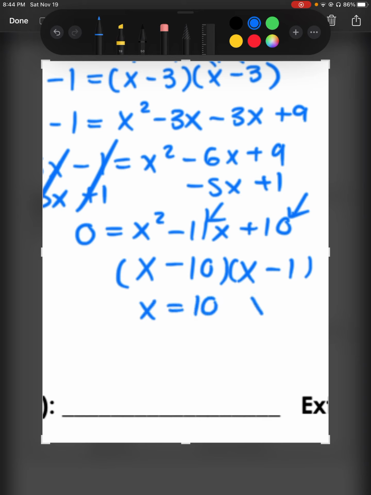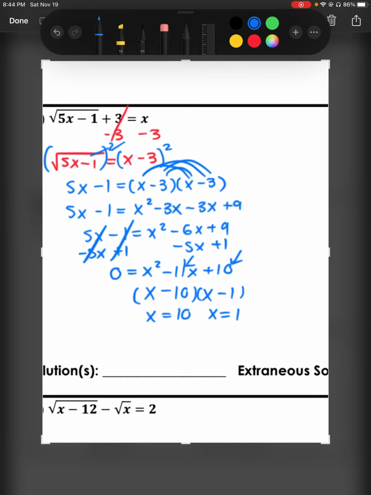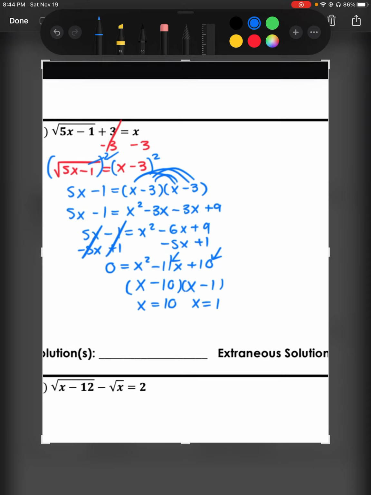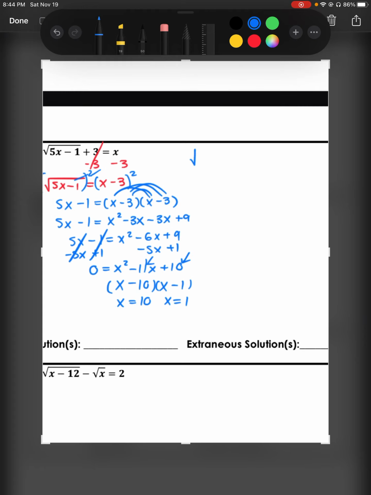And if I set those equal to 0 and solve for each one, I would get x equals 10 and x equals 1 as my possible solutions. In order to confirm that those are actually real solutions, I have to plug them back into the original equation. That gives me 15 minus 1 equals 7. So the square root of 14 is not equal to 7.